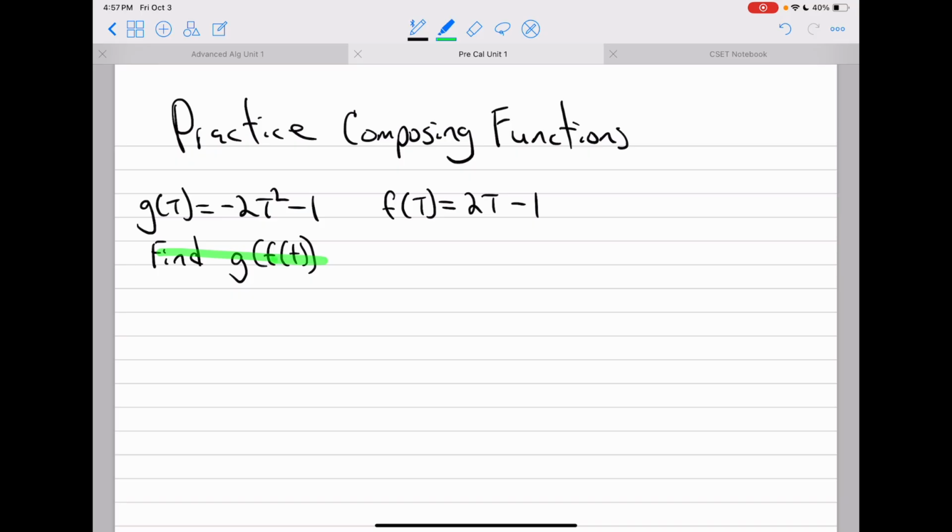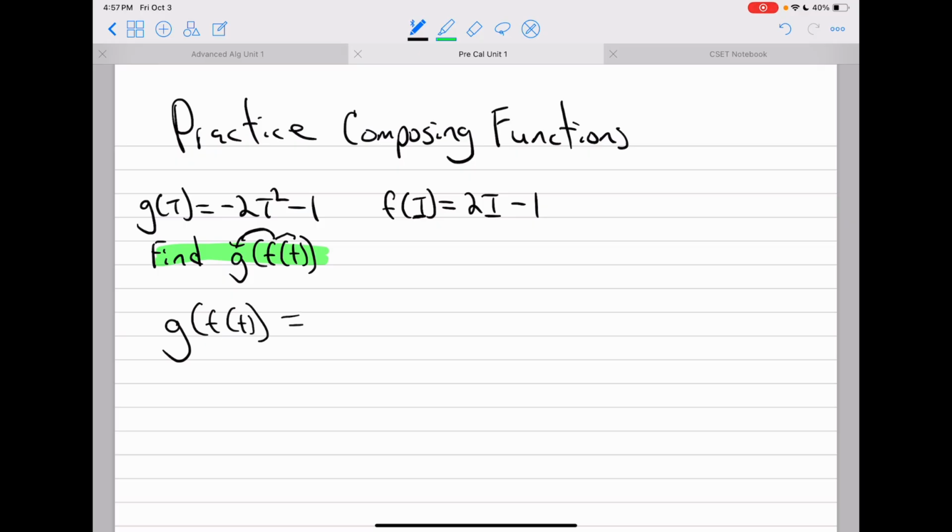Let's find g of f of t, okay? So what that means is I'm looking at t, and then I got to plug that into f, and then I take f and I plug it into g. So now I'm looking at t, and that's already plugged into f, so there's nothing I really have to do there. So I just need to take f and plug it into g, okay? So I'm going to do g of f of t.